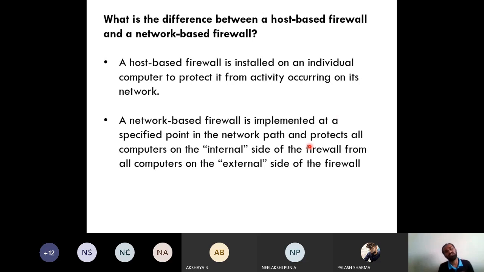So based on this, you can make out one very important point: a firewall can be used to protect an individual device or a set of devices. If you think about controlling or protecting only an individual device, then you call it a host-based firewall. When you think about controlling a set of devices, then a host-based firewall is not enough. You should have a network-based firewall, because all those devices must be connected in a network, so you need to secure all these devices. So that's what we say: host-based firewall and network-based firewall.